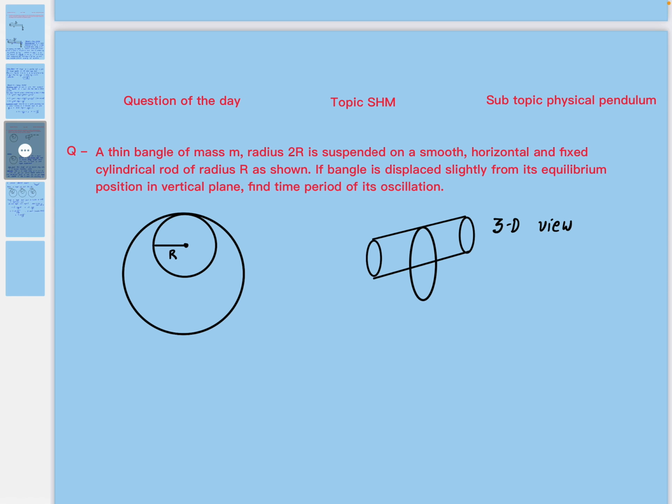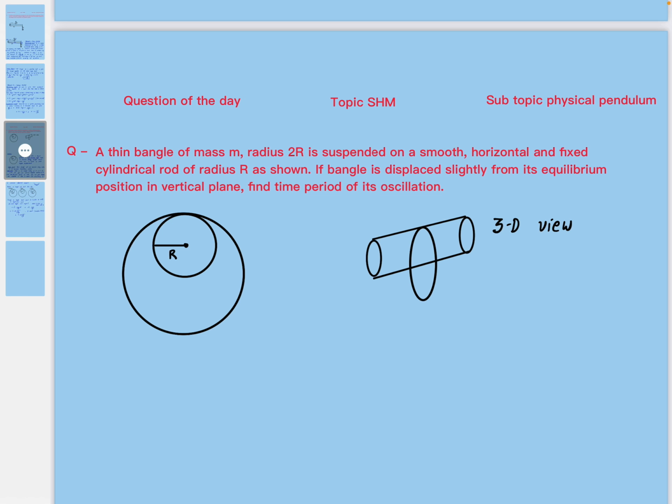The topic I have chosen again is SHM and the subtopic is physical pendulum. So this week I am planning to cover all good questions of SHM. First, see this question. Let's read this question and understand it first.